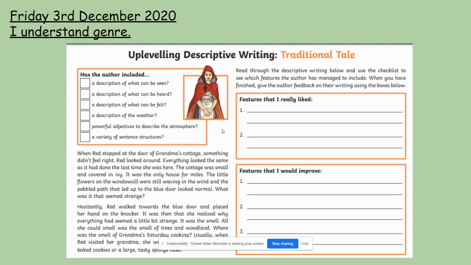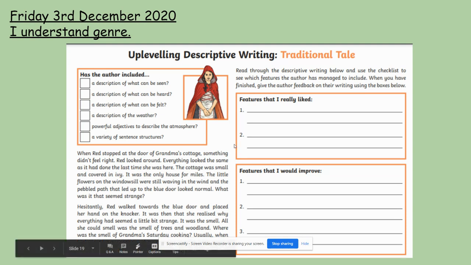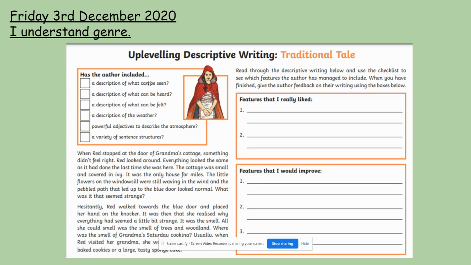So it's a quick warm-up of looking at a traditional tale and up-leveling it, thinking about the features you liked and features that you would improve. And it's just to help you when you're writing your planning, thinking of these features, a description of what can be seen. So when you're doing your setting today, think about how we can see what you're writing about. What can be heard, what can be felt, description of the weather, powerful adjectives to describe the atmosphere. Remember, it's a science fiction version of Cinderella that we're writing as a class.